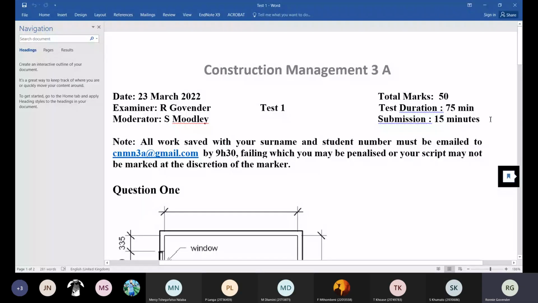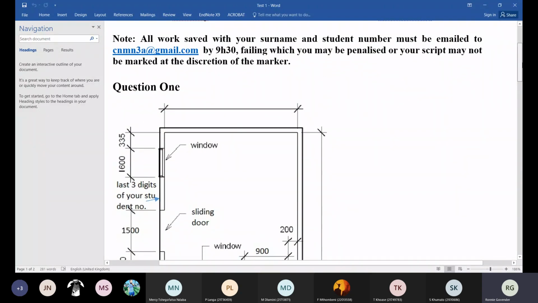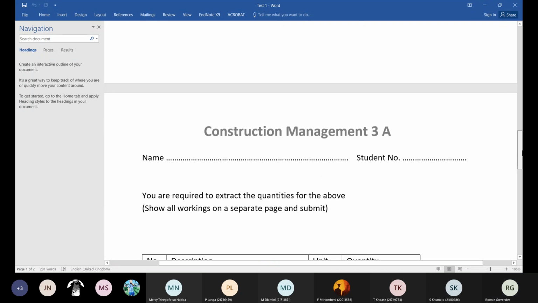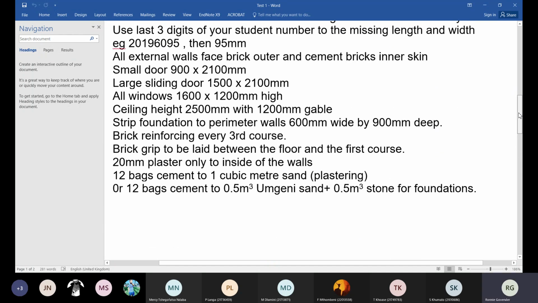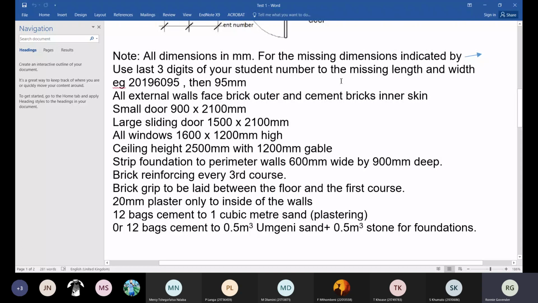Right, okay, this is a better document because the whole thing is together. So as I said, the first item was 19 MPa concrete to foundation, and if you look at it, they tell you that the foundation is a strip foundation to the perimeter walls. So it's 600 millimeter wide by 900 millimeter deep.